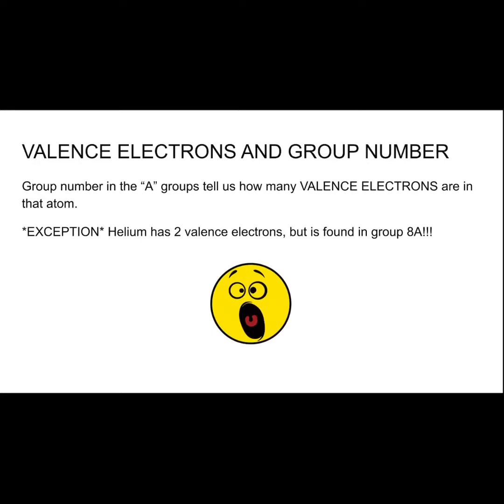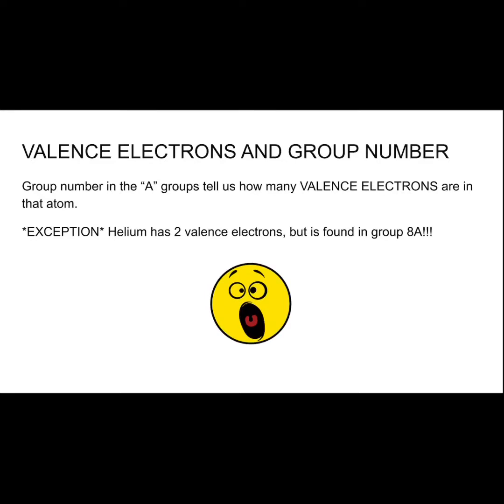Group number in the A groups tells us how many valence electrons are in that atom. So I'm looking at group numbers now. Groups run up and down. Lithium's in the first group, that means it would have one valence electron. Okay? Magnesium's in the second group, so it would have two valence electrons.